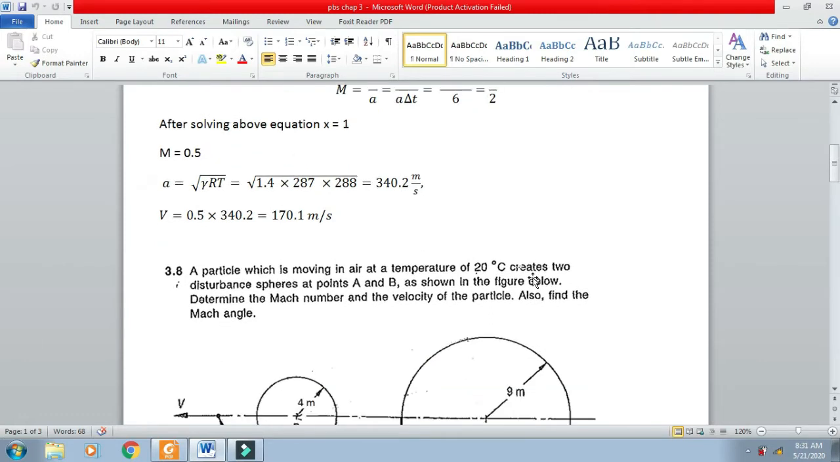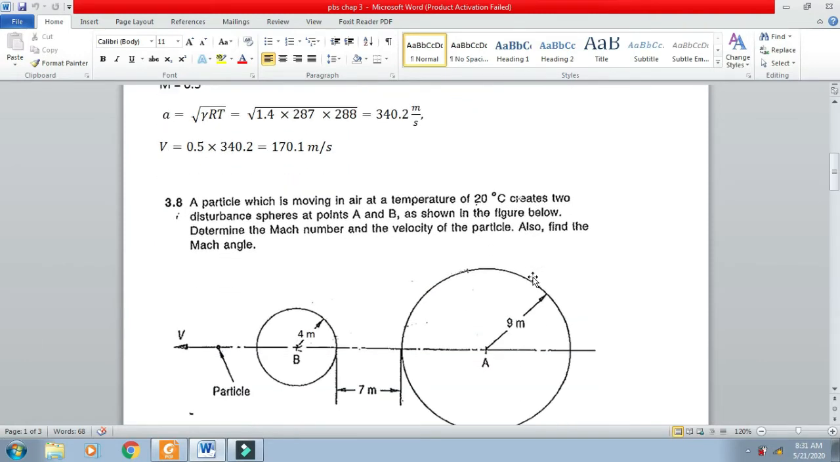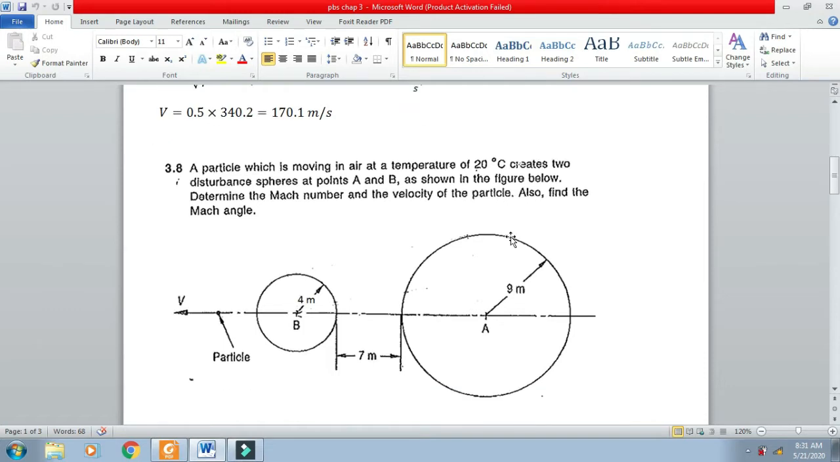The next problem includes supersonic motion. The particle is moving in air when the temperature is 20 degrees C. When the particle passes point A, it emits a wave, and it is moving towards the left. When it passes through B, it emits another wave. The final location of the particle is shown. When the particle reaches the final location, the wave fronts from point A and point B are shown.